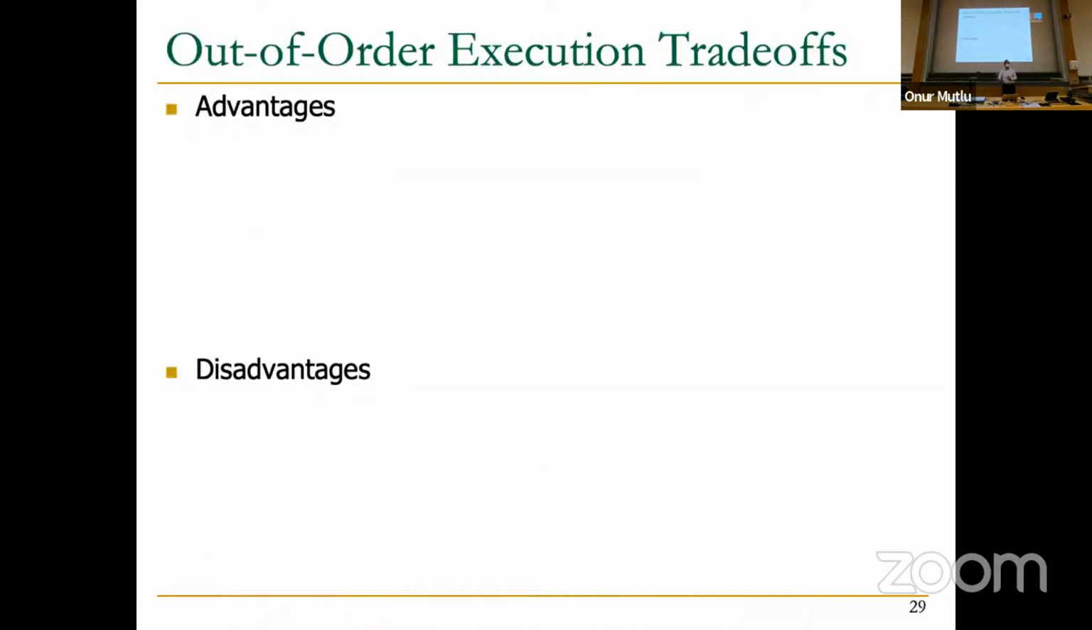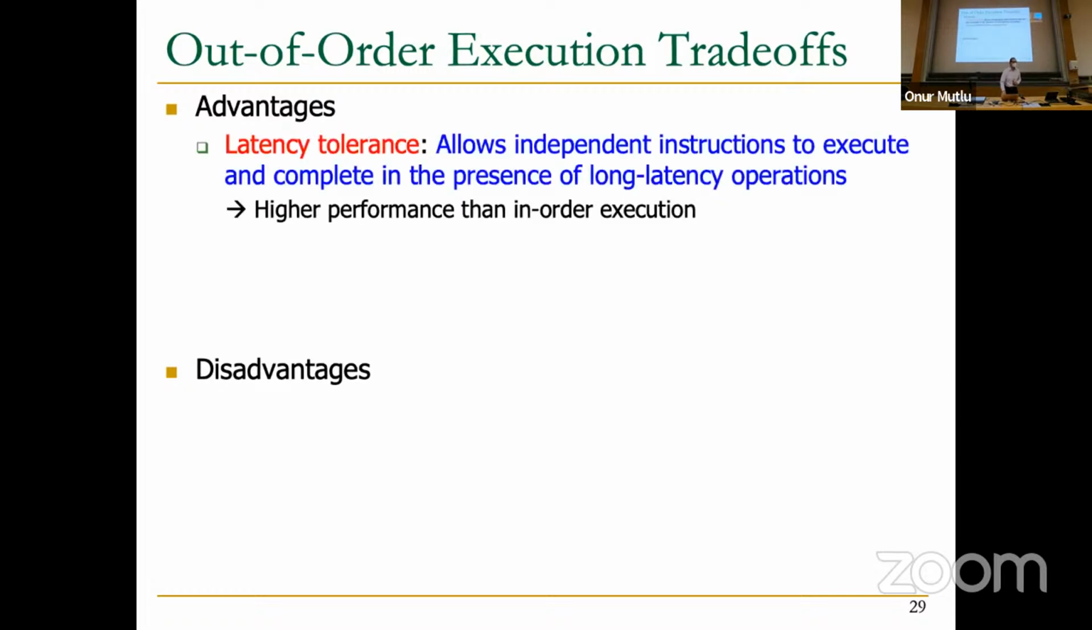So let's conclude this wrap-up of out-of-order execution with the trade-offs. I think there's nothing surprising over here. We know the advantages, right? Out-of-order execution allows the execution of independent instructions and also the completion in the presence of long latency operations. So as a result, it provides latency tolerance. As a result, you get higher performance, significantly higher performance than in-order execution. That's why all modern processors actually implement out-of-order execution.